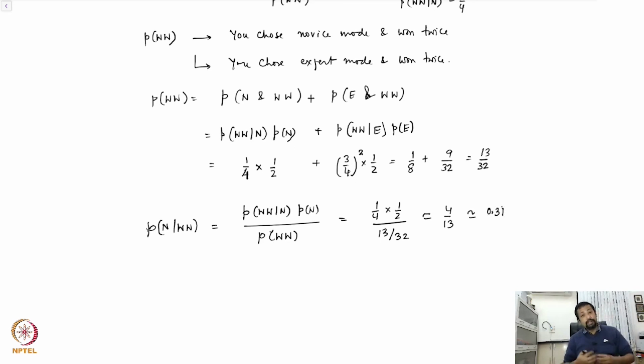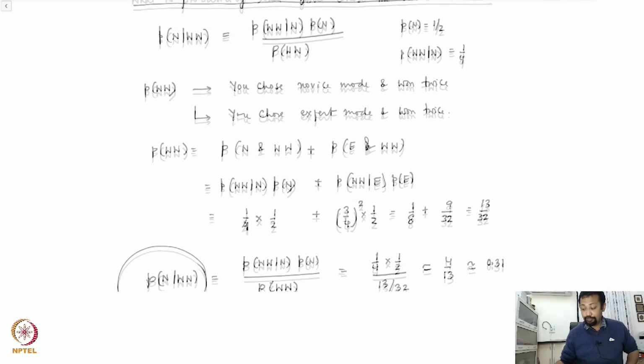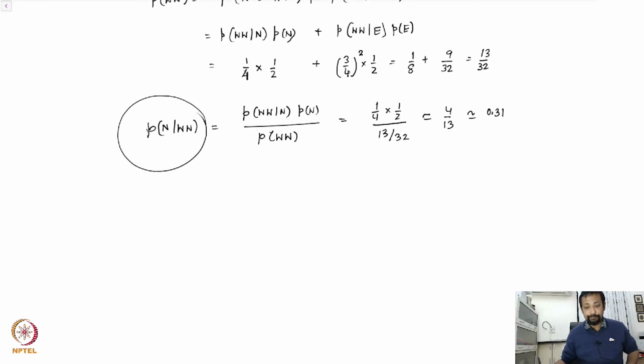So now you see the answer is that there's about a 30% chance of you having chosen the novice mode. It has reduced from 50% to 30%, so the probability of choosing the novice mode was 50%, right?